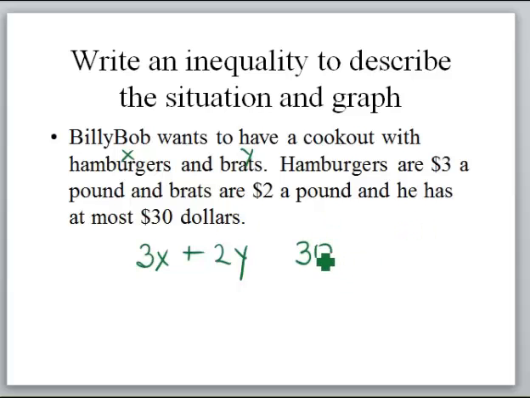And he has at most $30. What that means is I can't spend over $30. This number has to be the bigger number. I can't spend $40 because he doesn't have $40 to spend. So this one has to be the bigger number. It could be less than or equal to. So the amount of money I spend can be less than $30 or equal to $30, but not more. What I'm going to do is take this inequality, 3x plus 2y is less than or equal to 30, and plot it on a graph so you can see the different situations that can happen.